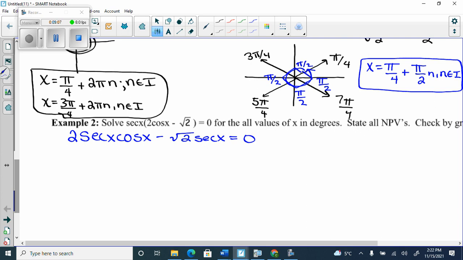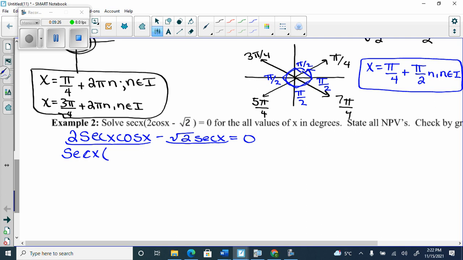This question could have been written like this. And what would you have to spot that you could do to both of these? Take out a secant. And more often than not, it's written like this, where a GCF has to be taken out. Then it's already nicely taken out. So I can take a secant out of both of these.